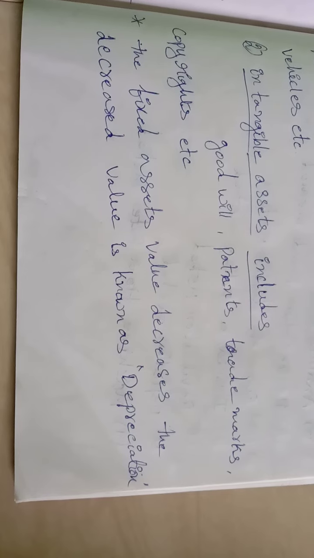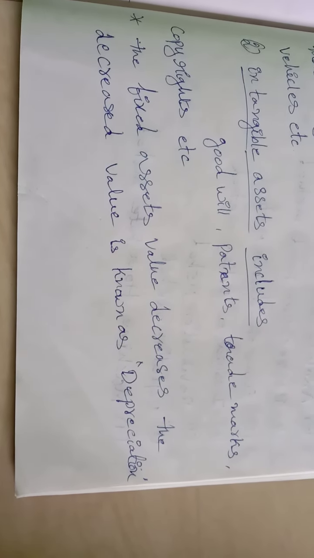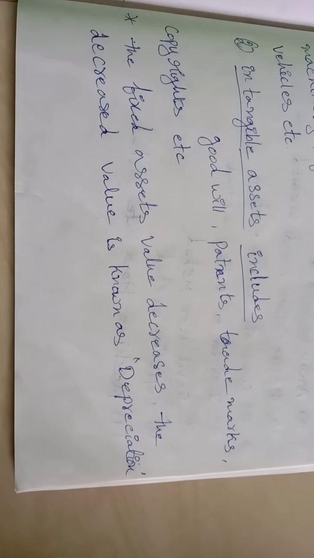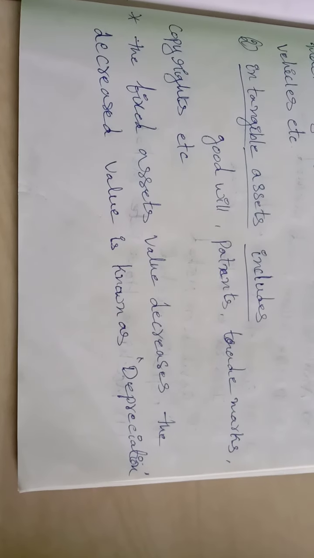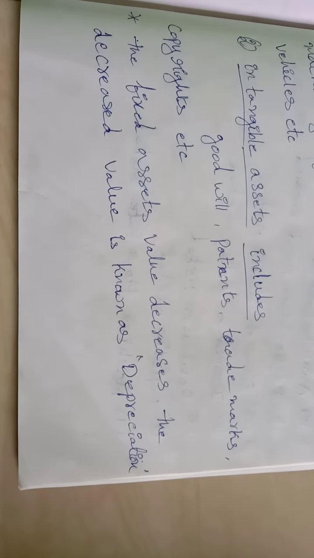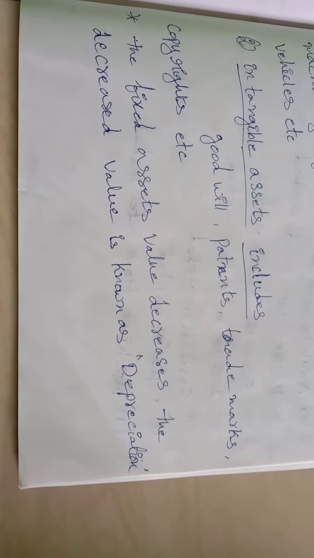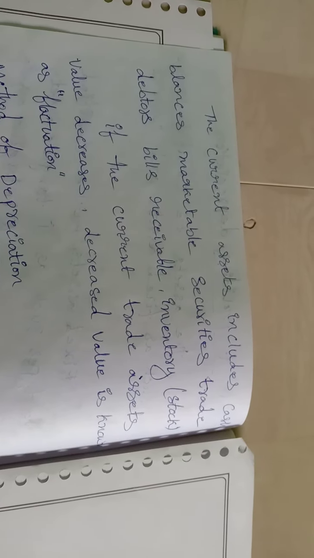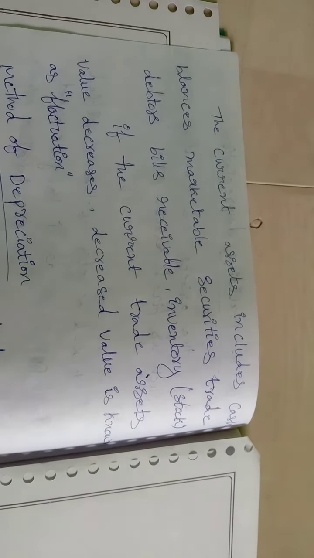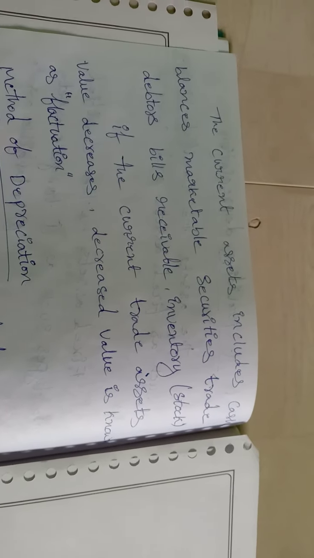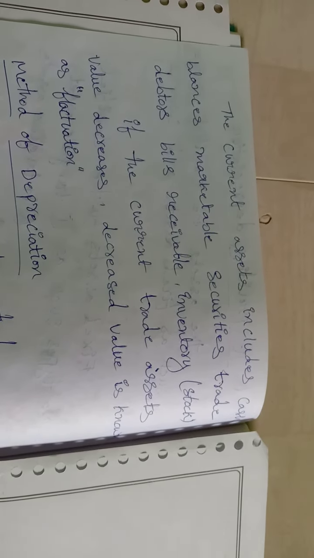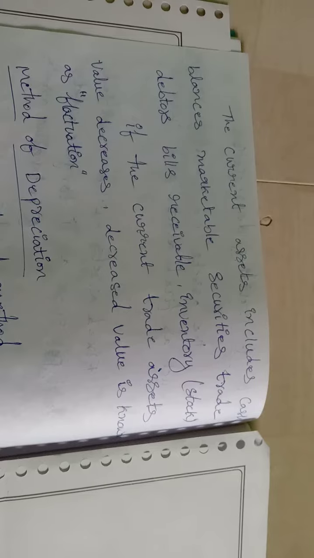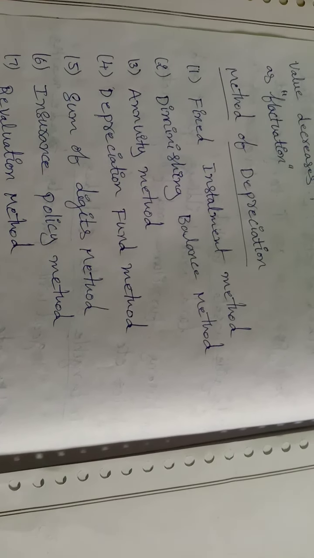Intangible assets include goodwill, trademarks, copyrights, patents. The fixed assets value decreases. The decreased value is known as depreciation. The current assets include cash balance, marketable securities, trade debtors, bills receivable, inventory stock. If the current assets value decreases, the value is known as fluctuation. So, some methods of depreciation.